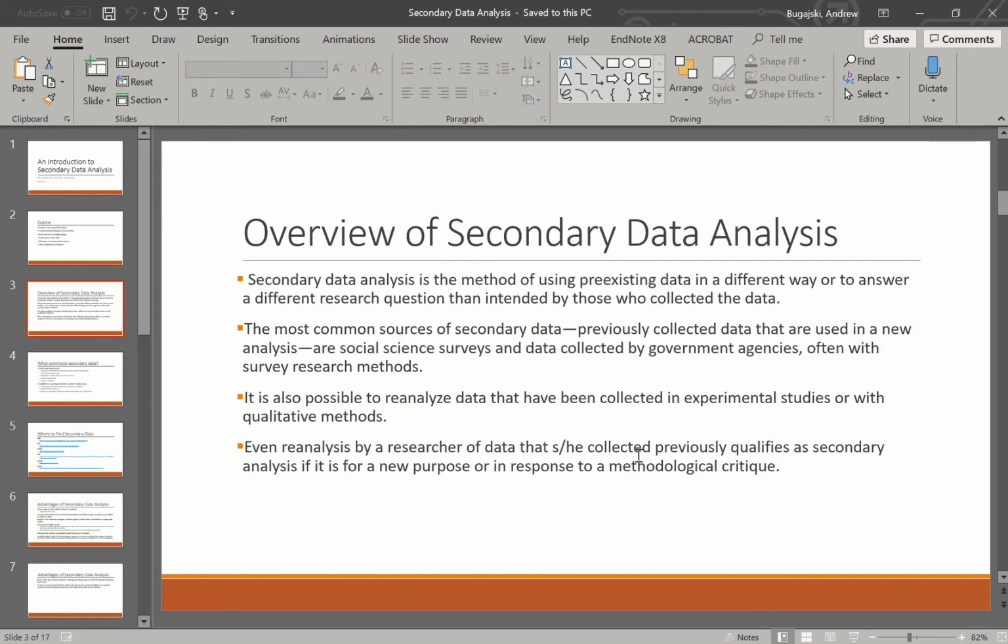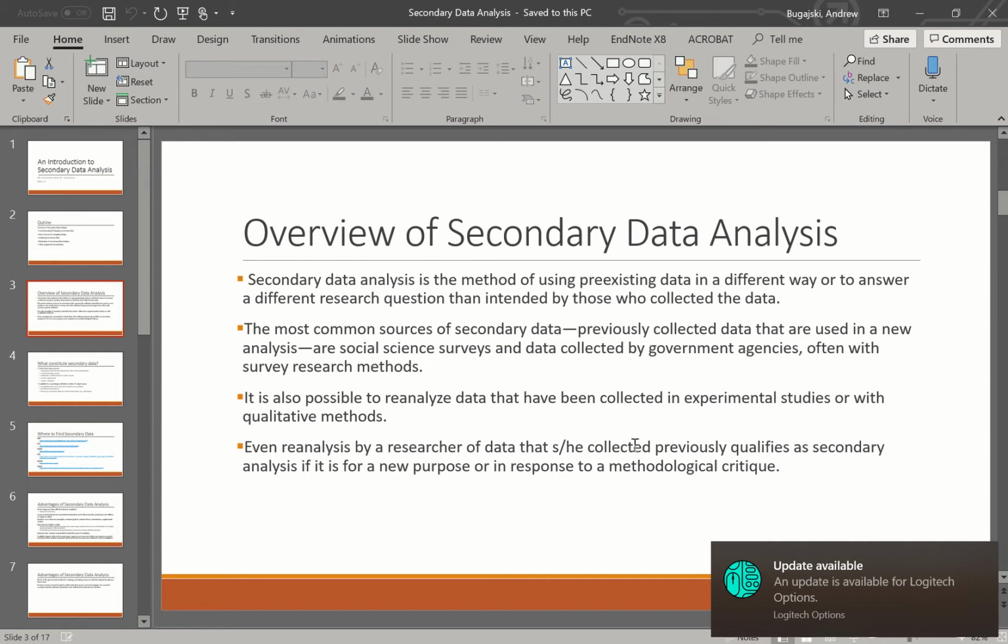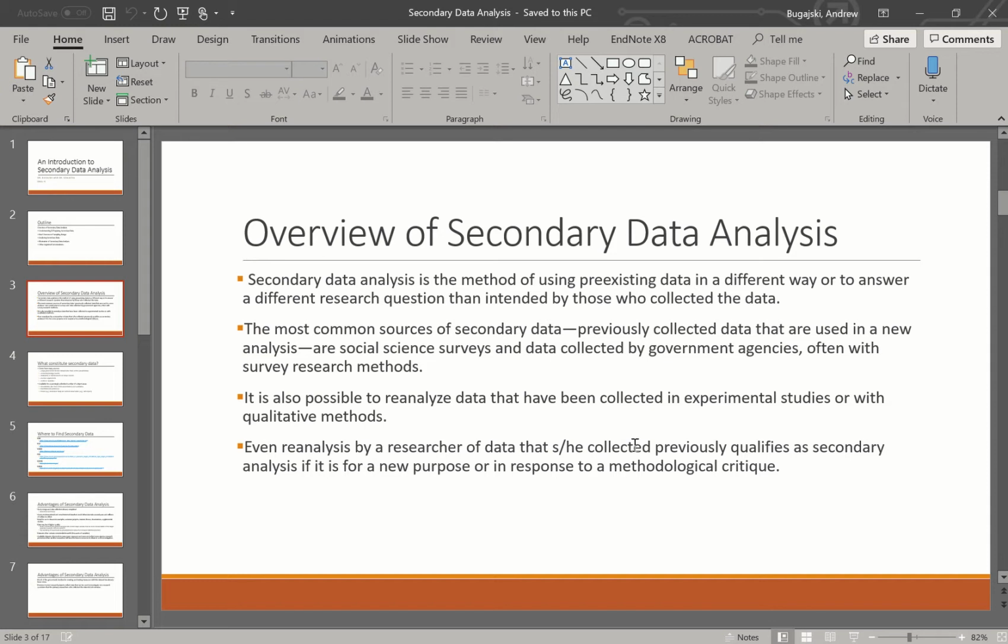So, secondary data analysis. It's a method of using pre-existing data in different ways or to answer a completely different research question that's different than what was intended by those who originally collected the data. The most common source of secondary data used in secondary data analysis are meant for a completely new analysis. They're usually really not meant for replication of the data, because that just wouldn't make sense, right? Unless you think the original investigators are wrong and you're trying to disprove their findings if it seems shady, but that's a different story.